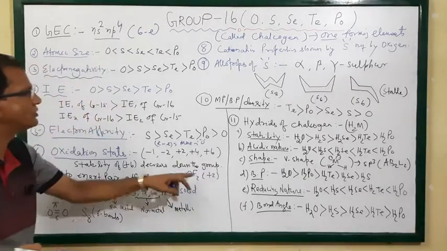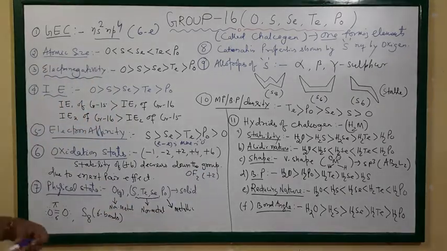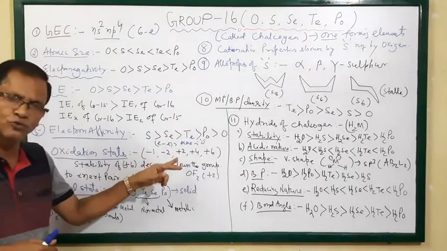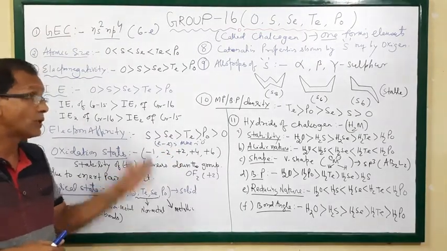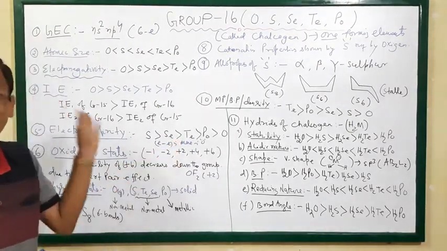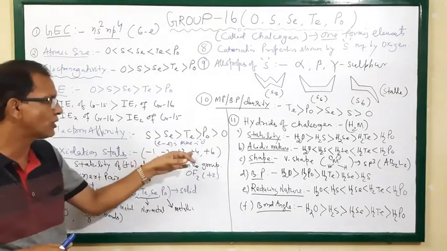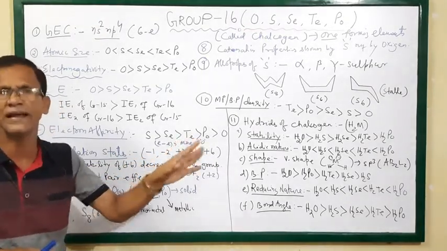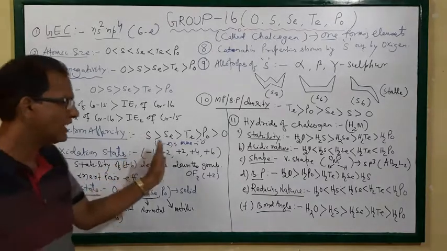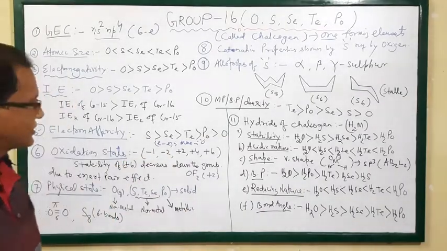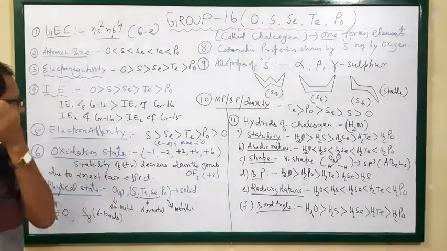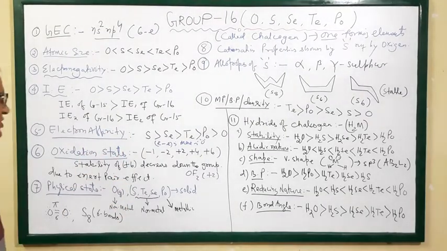In this case, oxygen has +2 oxidation state, and so oxygen shows +2, -2 and -1. But other elements show -1, -2, +2, +4, +6 because they have vacant d orbitals, so they can increase their coordination due to paired to unpaired electron formation.